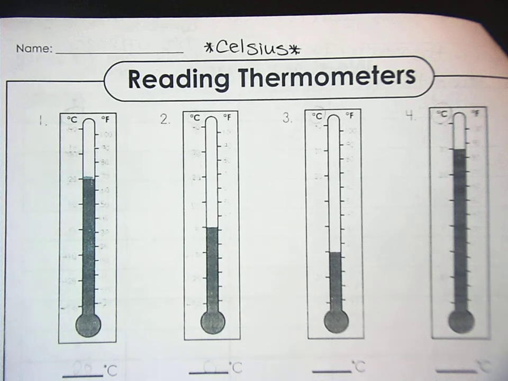All right, so let's look at science for Monday, December 7th, 2020. You're going to be looking at Celsius degree temperature. You're going to look at reading it and graphing it as well, okay?